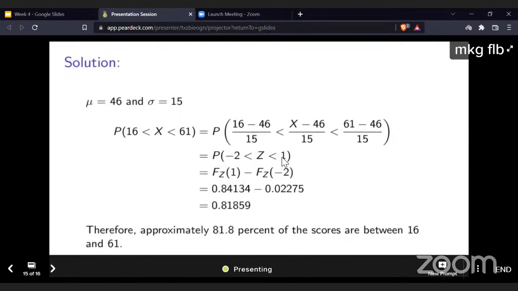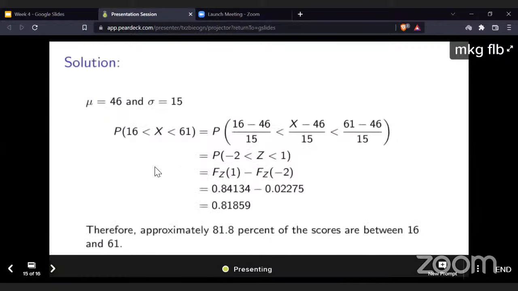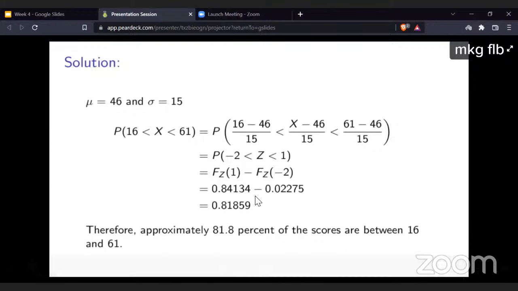Using the properties of the CDF, this is going to be Fz of 1 minus Fz of -2. Now the Fz of 1 value is given to us. Fz of -2 is also given to us. We just subtract and we get about 0.818. It means about 81.8% of the scores are lying between 16 and 61.